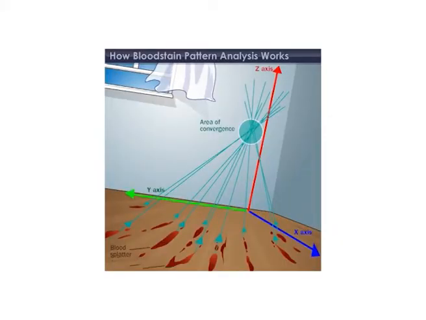The fourth interpretation that can be done is determining the area of origin. SWGSTAIN defines the area of origin to be the three-dimensional location from which spatter originated. Using simple trigonometry, the area of origin can be determined based on the measurements from multiple elongated spatter stains. This can be accomplished by using the string method or the tangent method.